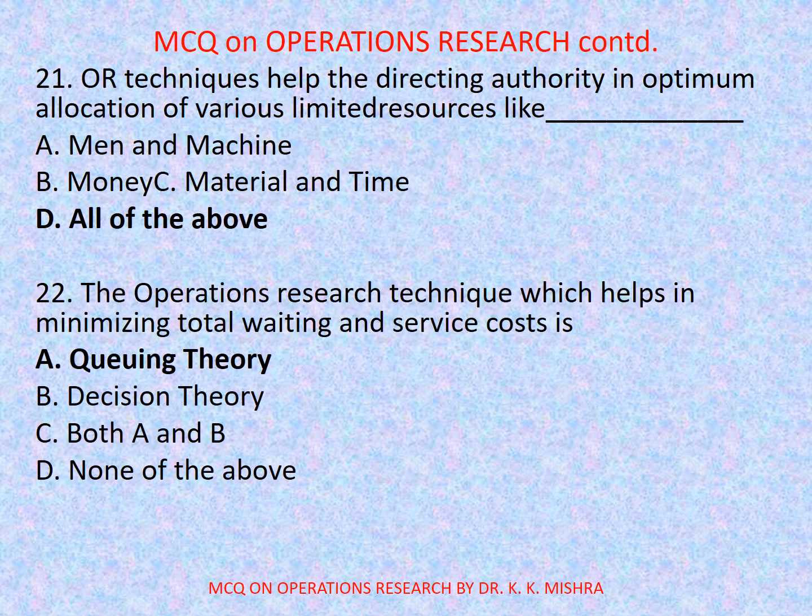Question number 21. OR techniques help the directing authorities in optimum allocation of limited resources like, options are A, man and machine, B, money, C, material and time, D, all of the above. Correct option is D, all of the above. Question number 22. The operations research technique which helps in minimizing total waiting and service cost is, options are A, queuing theory, B, decision theory, C, both A and B, D, none of the above. Correct option is A, queuing theory.